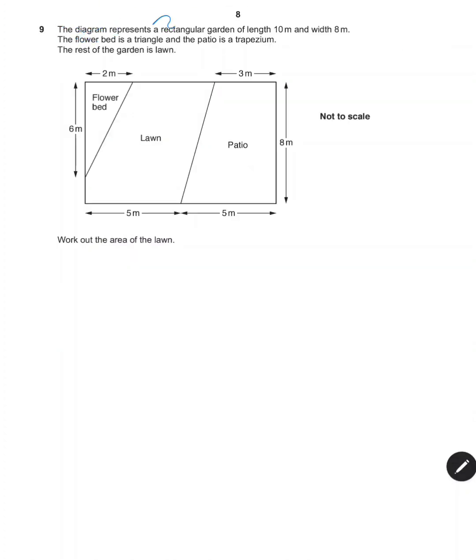So in question 9, we've got a diagram of a garden. We've got a flower bed in the shape of a triangle. There's a lawn area and then a patio in the shape of a trapezium. And the rest of the garden, this bit, is lawn. And we need to find the area of the lawn. Well, there's several shapes we can work on, but we certainly can't work on the lawn because it's this weird shape. What I can work on is the entire garden.